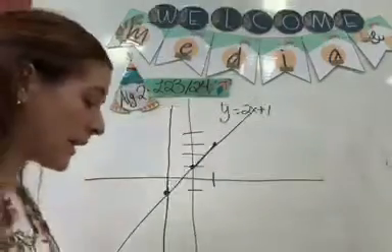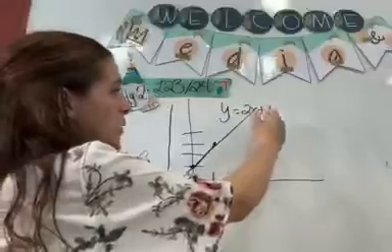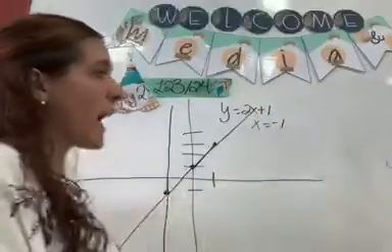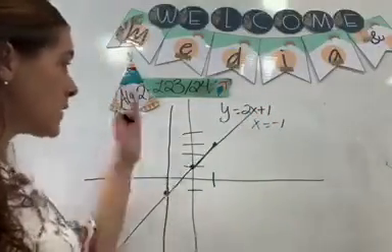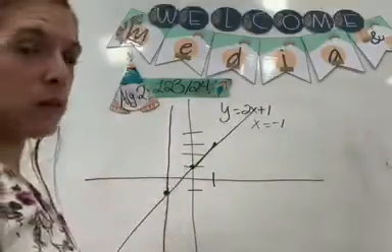Okay, here on the practice, you have y equals 2x plus 1 and you have x equals negative 1. So you already have your answer for x, and you put your line x equals negative 1 right there.